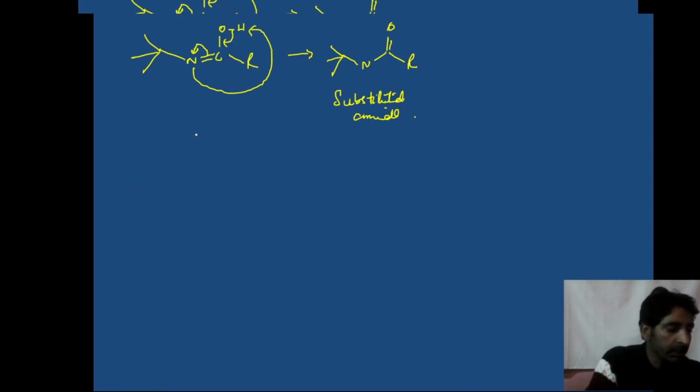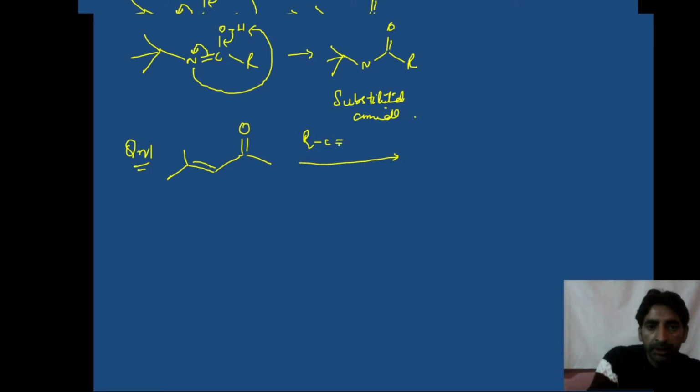Now let me take this type of species. I have an alkene over here. Let me take question number 1. Example number 1. I have this type of question over here. This is an alkene, and this alkene is conjugated with a carbonyl group. So in the first step, it is treated with RC triple bond N, that's alkyl nitrile, and it is treated with H2SO4 at 0 degree centigrade. Now since this is an alkene and this is alkyl nitrile, therefore this is a Ritter reaction.